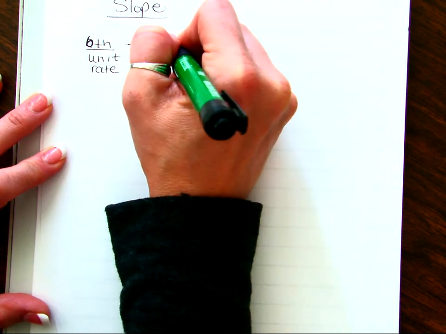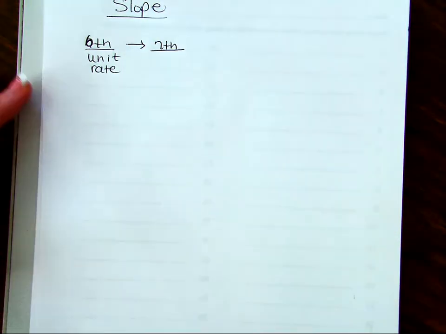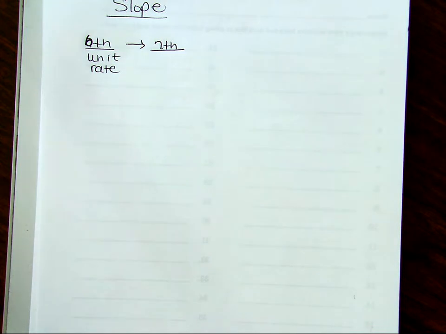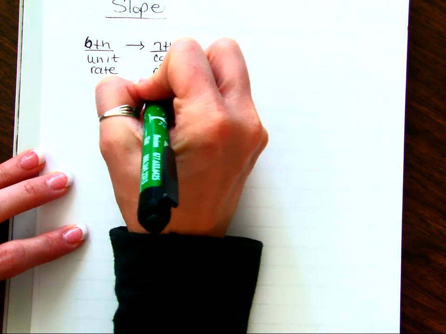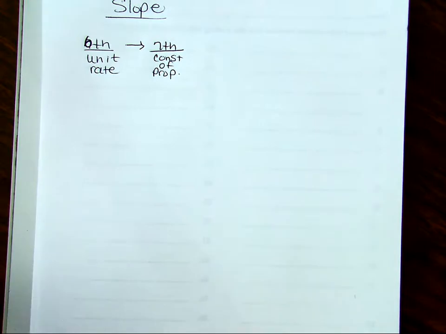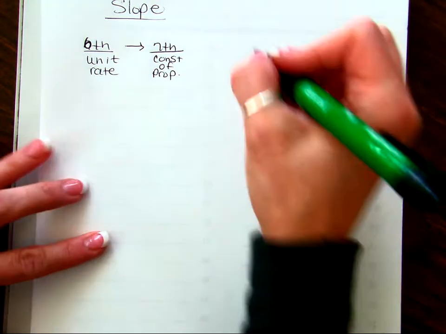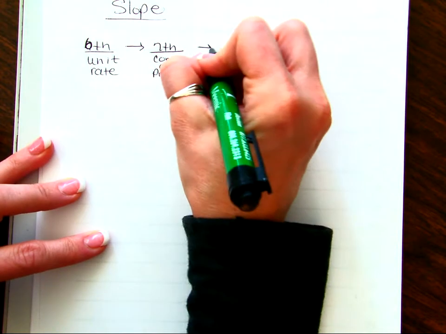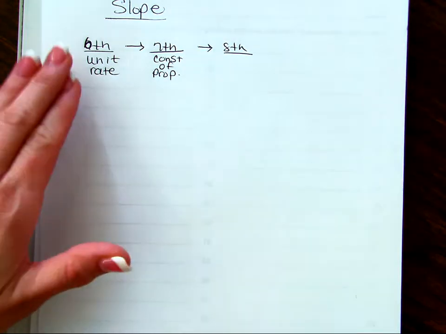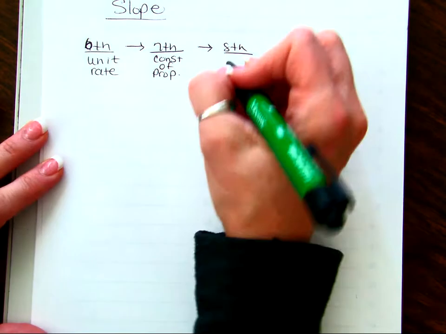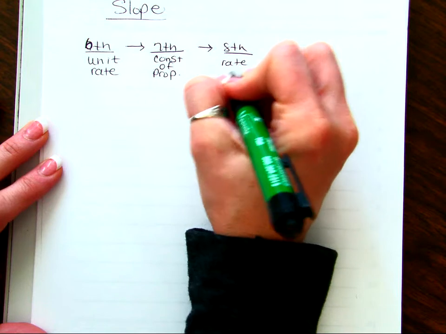When you got to 7th grade, Mr. Meeks said, hey, remember unit rate? We're going to call it constant of proportionality. Do you remember that? Constant of proportionality. And it was like on a graph, right? So then in 8th grade, we started out by saying, hey, remember unit rate? Hey, remember constant of proportionality? We called it rate of change.